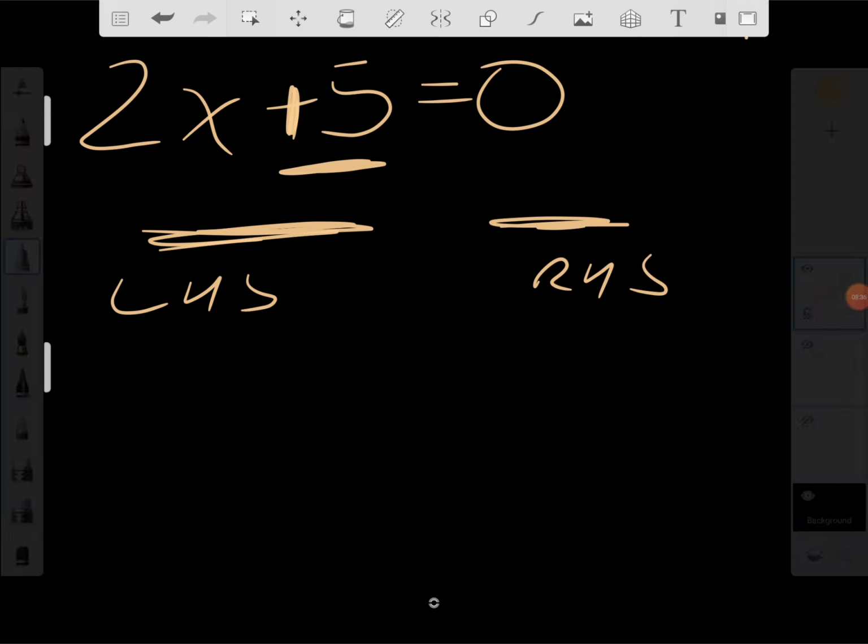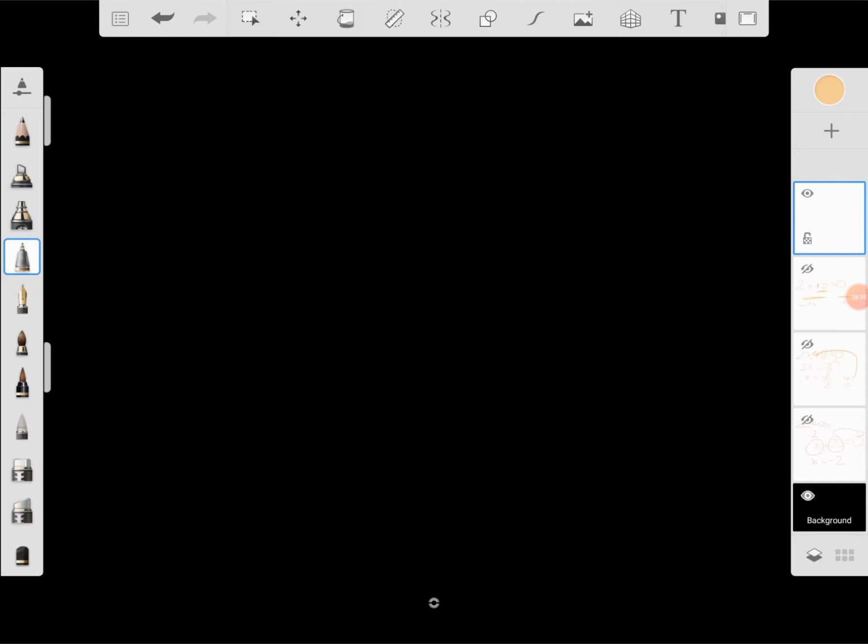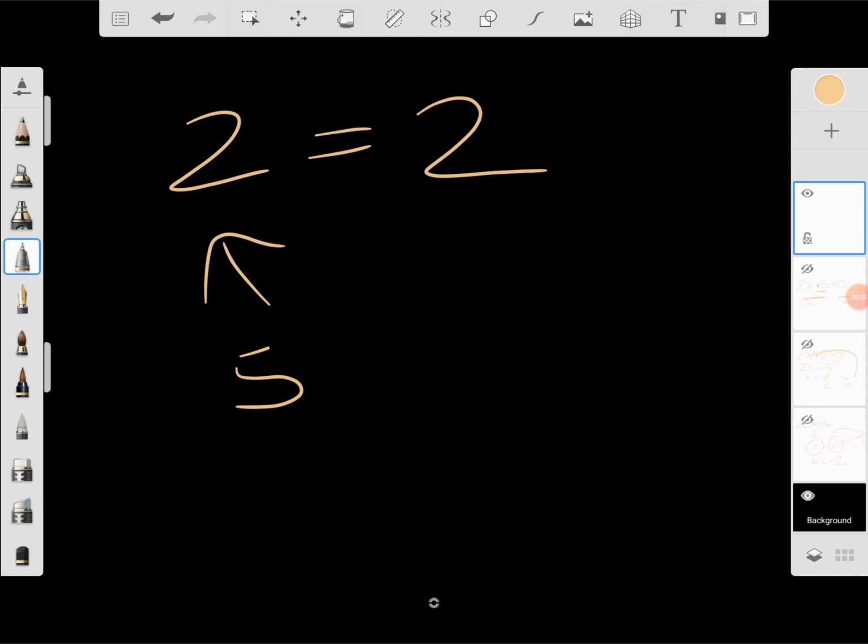Before that, let me show you one thing also. If I say 2 is equal to 2, and if I add 5 to both the values, what happens? It becomes 7 is equal to 7. So adding a value to both sides of the equation will not change the whole value, or will not break the equation.